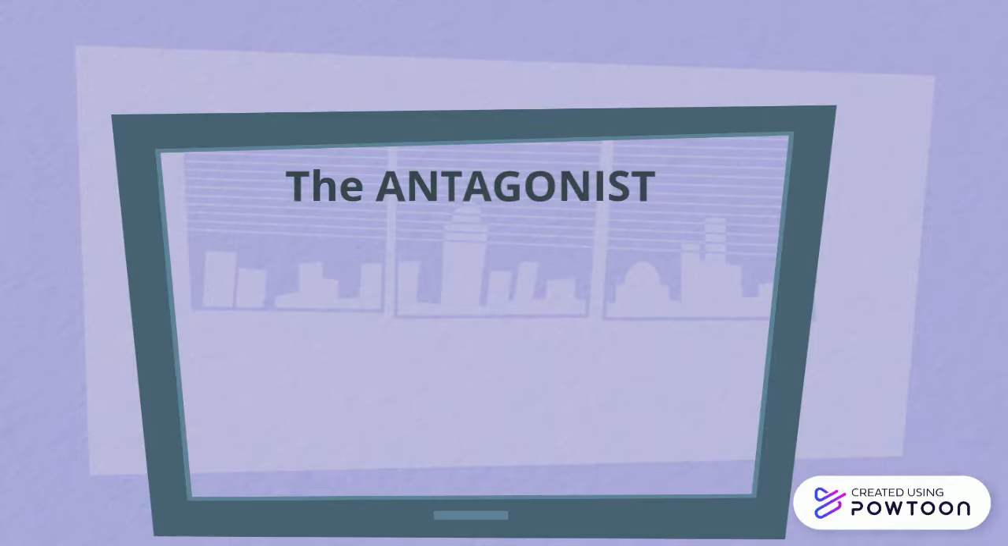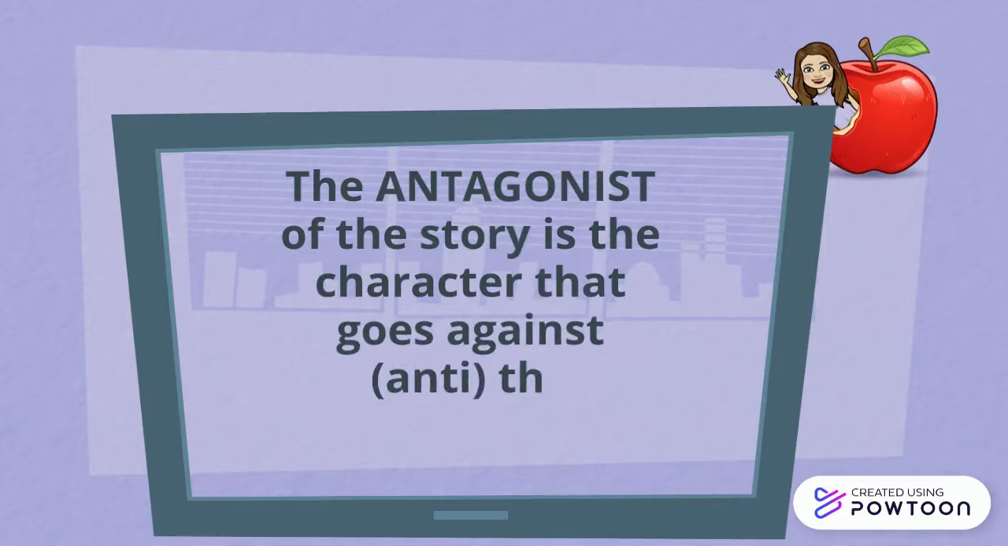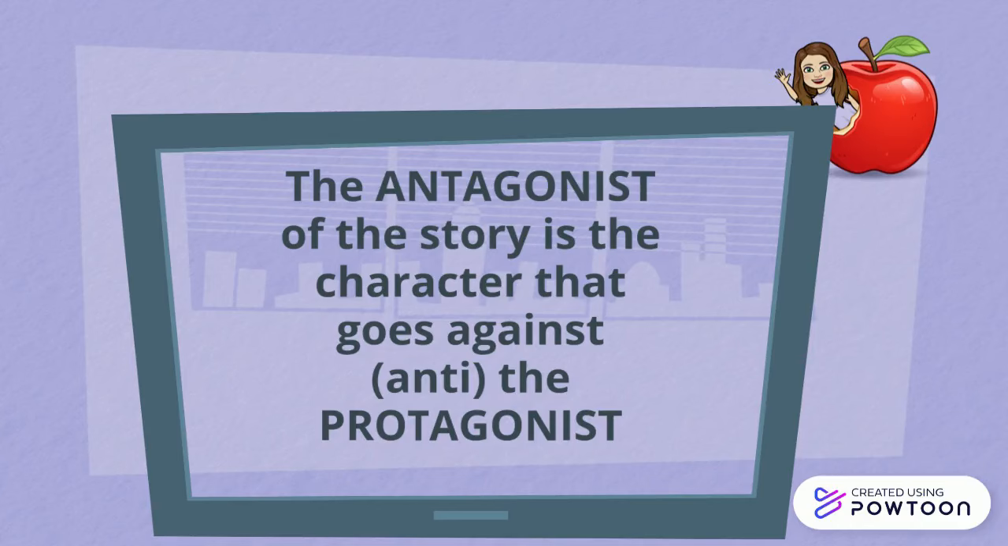The character that is opposite the protagonist is called the antagonist. This is the person who normally is against the motivations of the protagonist or can get in the way of what the protagonist is trying to achieve.